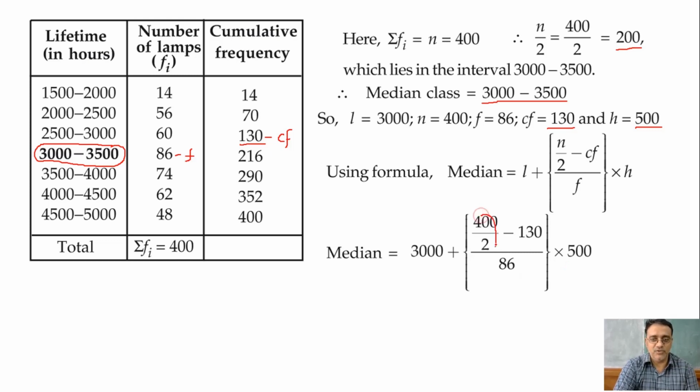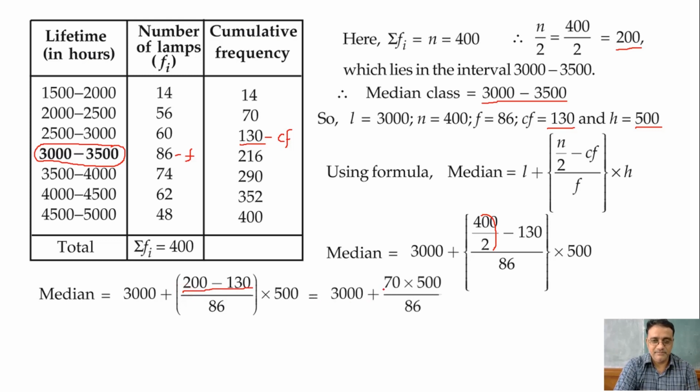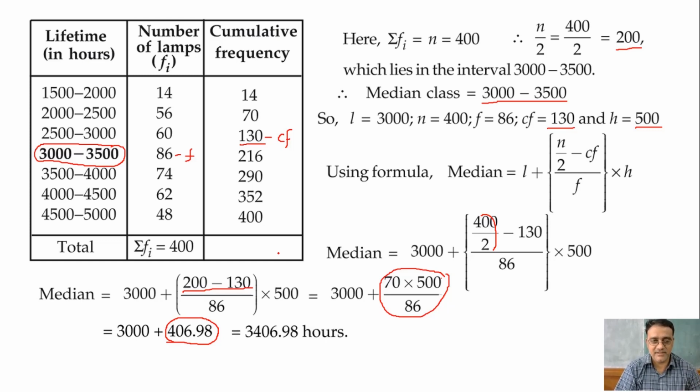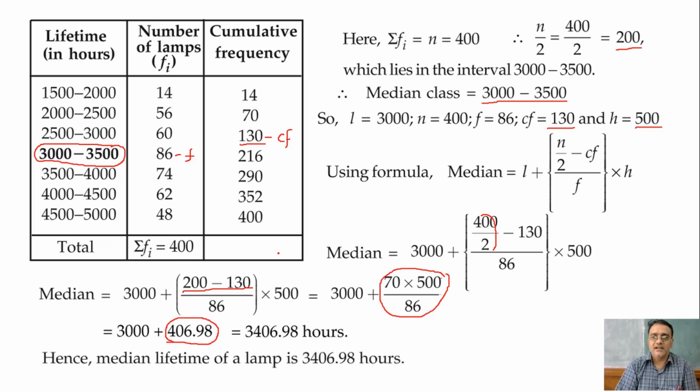So this will become 200 minus 130 upon 86. So this will become 70 in the next step. 70 into 500 divided by 86. Jab ye poora calculate karoge to milega 406.98 approximately. So final answer is 3406.98 hours. Hence the median lifetime of a lamp is 3406.98 hours. Any doubt in this question? No, sir. Yes, sir. Okay.